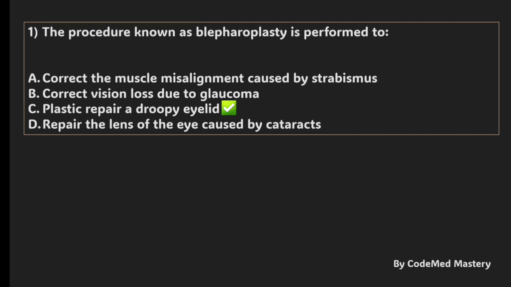The procedure known as blepharoplasty is performed to plastic repair a droopy eyelid. The prefix blepharo means eyelid, and blepharoplasty would be performed to repair the skin of the eyelid. Blepharoplasty is commonly performed to correct a droopy eyelid, a condition also known as ptosis.